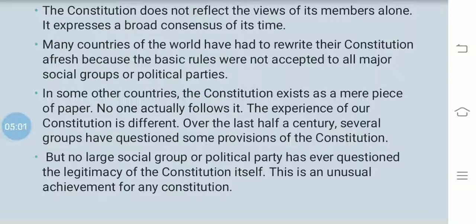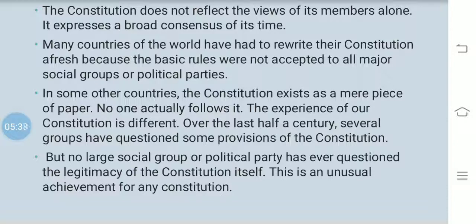Okay, in some countries, the constitution is just a piece of paper. They don't actually follow it. But our experience is totally different. Several groups have questioned our provisions also, but no large social group or political party has ever questioned the legitimacy of the constitution. Because the leaders, the learned men who were actually involved in the making of the constitution, were concerned about the future of India.